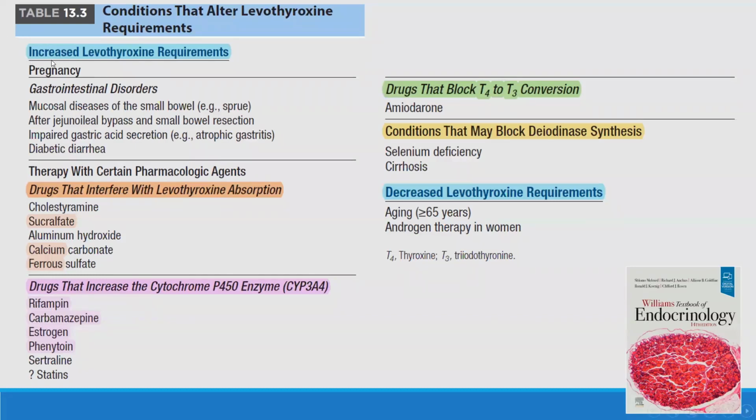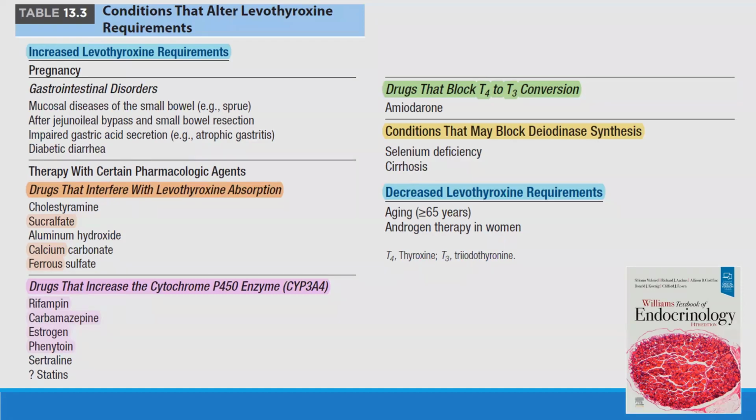And so there are some conditions that increase the levothyroxine dose requirement, like pregnancy. And don't forget some gastrointestinal disorders, like mucosal disease of the small bowel, sprue, after jejunal bypass and small bowel resection, or diabetic diarrhea, or atrophic gastritis, or a patient with H. pylori infection. In this situation, we should increase the dosage of levothyroxine, as absorption is impaired.